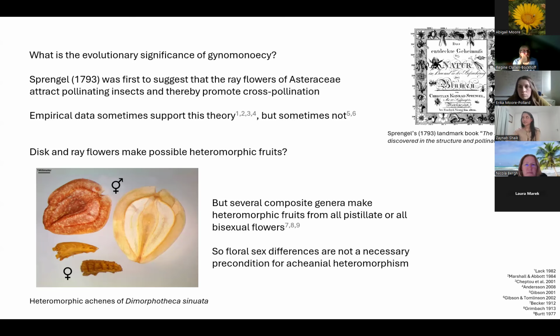And there are a number of other theories here that I haven't spoken about, like gynomonoecy as a strategy for greater flexibility in resource allocation to male versus female reproduction, and also theories around reduced herbivory in pistillate flowers, given that they don't present attractive pollen. But the same applies there. Those explanations apply to some daisy lineages, but not others.